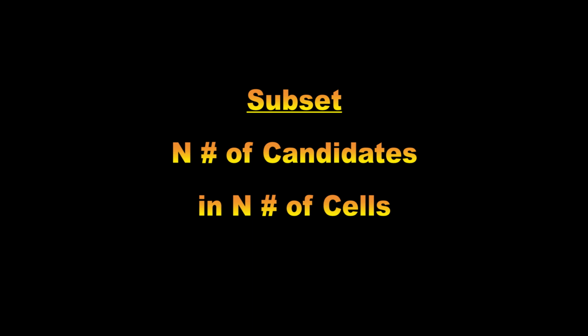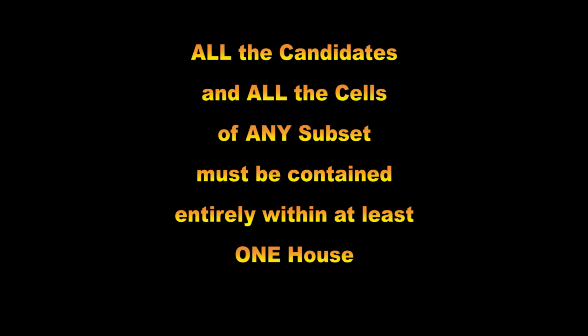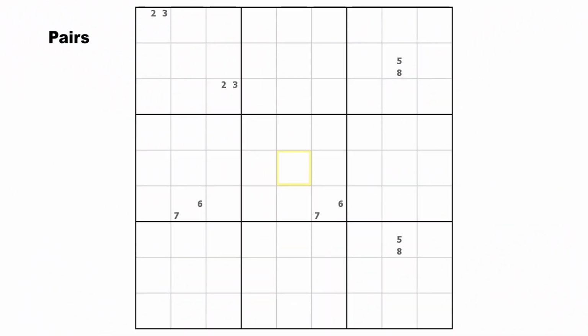There is a slight semantic problem with this definition, so let me try to clarify it. When we say 2 candidates in 2 cells, we mean the same 2 candidates. And when we say 3 candidates in 3 cells, we mean the same 3 candidates. Capiche? And remember, all the candidates and all the cells of any subset must be contained entirely within at least one house. Pairs and triplets can sometimes lie in 2 houses at the same time, but we will address that in the next video.